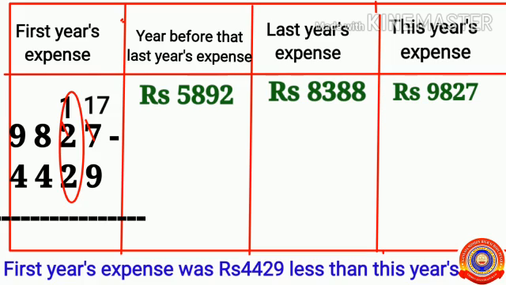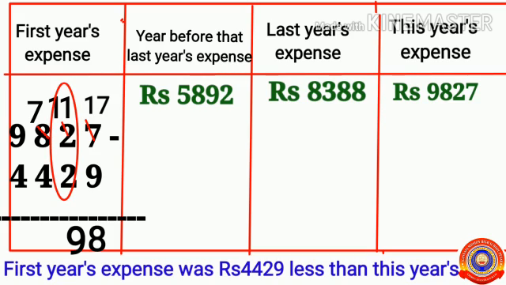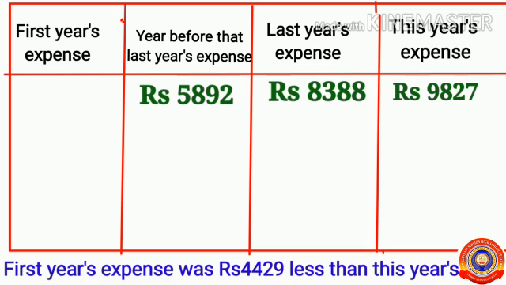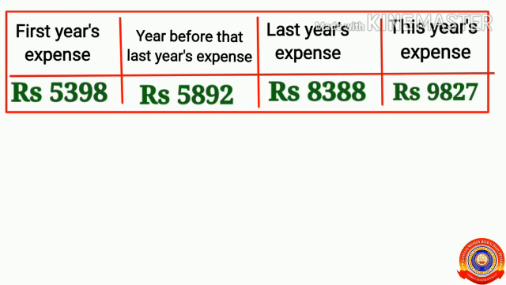Subtraction of 2 from 1 is not possible. So borrow 1 from 8. 1 becomes 11 and 8 becomes 7. Let's subtract. 17 minus 9, 8. 11 minus 2, 9. 7 minus 4, 3. And 9 minus 4, 5. 5398. So, first year's expense was 5,398 rupees. Next, we have to find the total expense in all 4 years together.